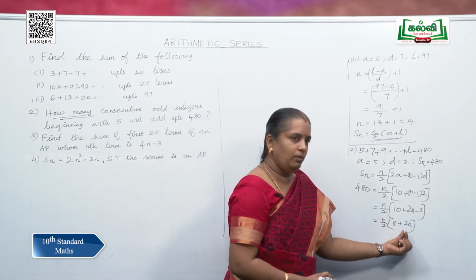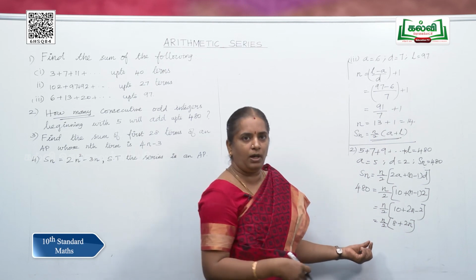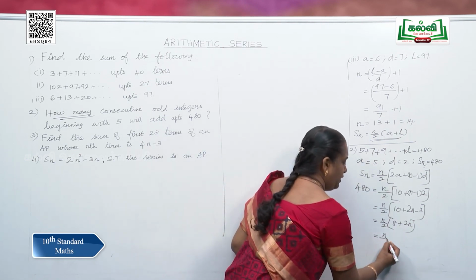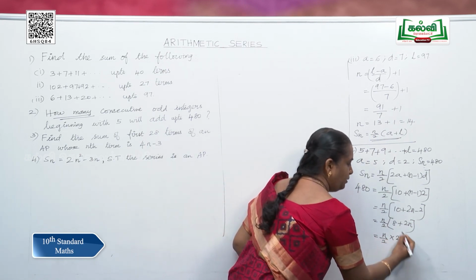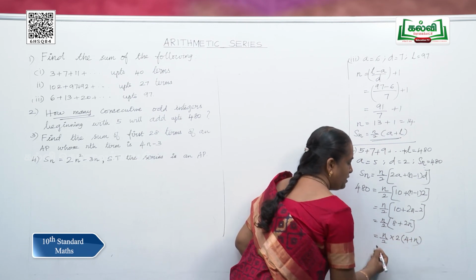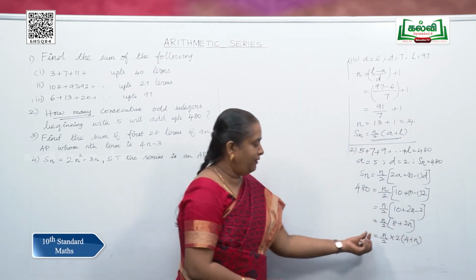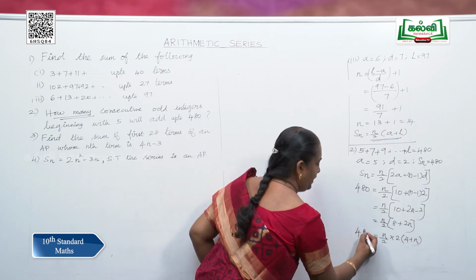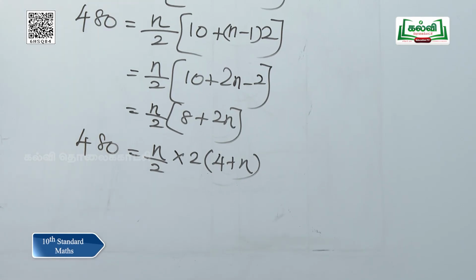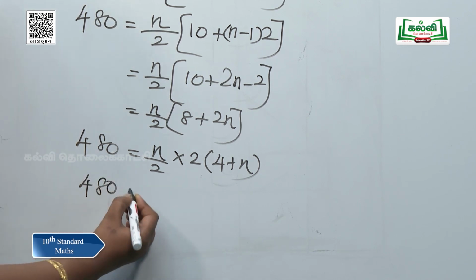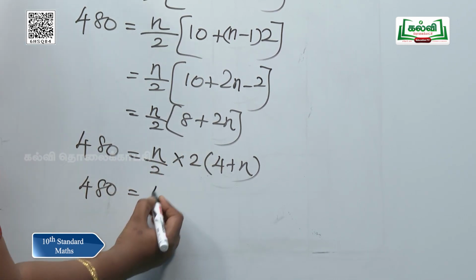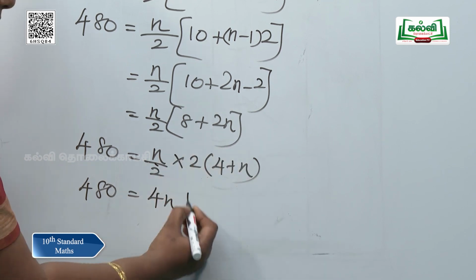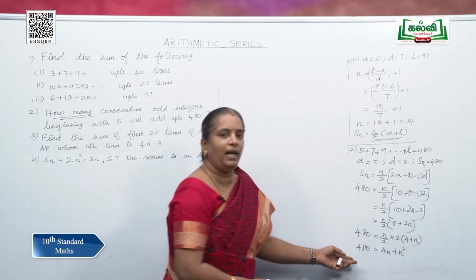Yes, 8 and 2 are even numbers. So shall we take 2 out? Yes, n by 2 into 2 into 4 plus n. So 2 and 2 will get cancelled and we have n into 4 plus n. This side is 480. Okay. So we can have this as 480 equals n into 4, 4n, n into n, n square.